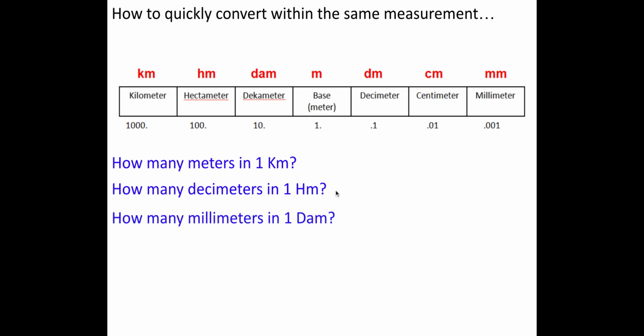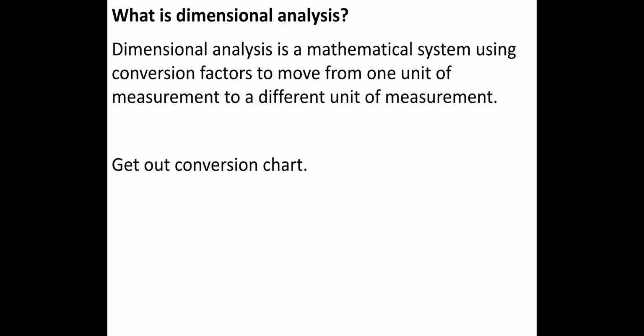How many millimeters do you have in a dam? So I'm right here and I want to go here. I count 10 times 10 times 10 times 10. That's 10,000. So there are 10,000 millimeters in one dam. And that's how we get it. Just try this one: how many centimeters do you have in a kilometer? You can pause this video and try that. If you try that, you realize that we are in a kilometer and we want to go to centimeter. 1, 10, 100, 1,000, 10,000, 100,000. So there are 100,000 centimeters in 1 kilometer.